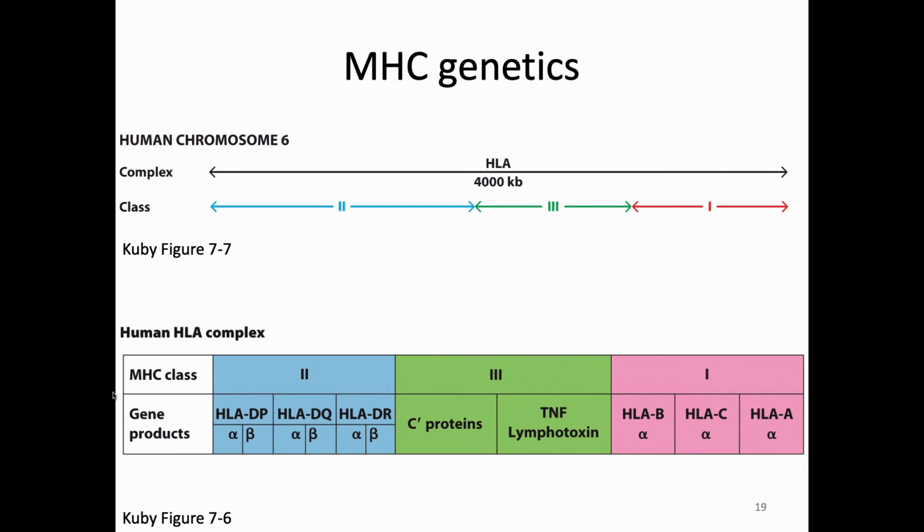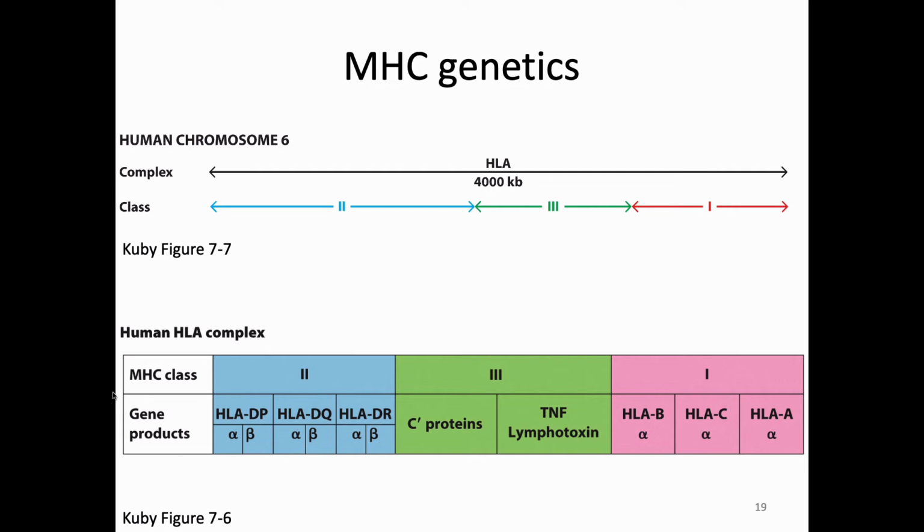But no matter which species we're talking about, in their MHC gene region, there is a class 1 region, a class 2 region, and a class 3 region. The class 1 region contains the class 1 MHC genes. I know, shocking, right? The class 2 region contains the class 2 MHC genes.